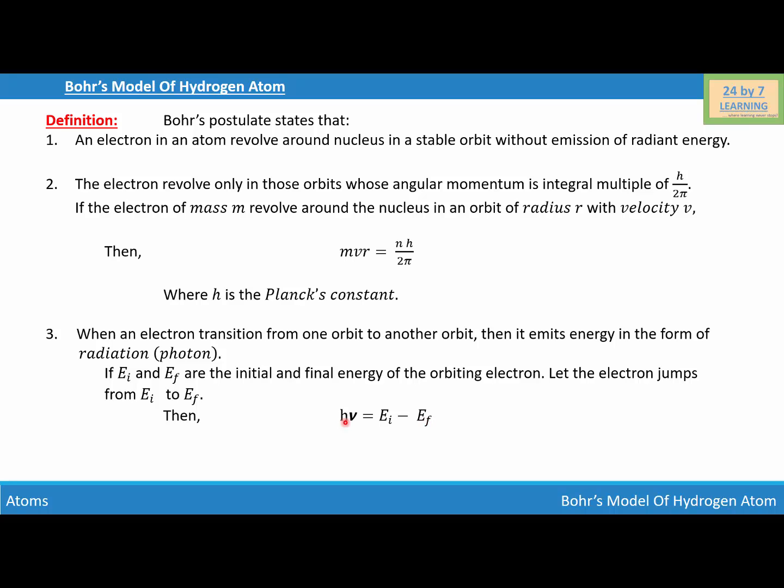where h is the Planck constant, ν is the frequency of the radiation, and E_I and E_F are the initial and the final energy of the orbit, where E_I is greater than E_F, because the energy of the initial orbit is greater than the energy of the final orbit. And this is how we define Bohr's model of the hydrogen atom.